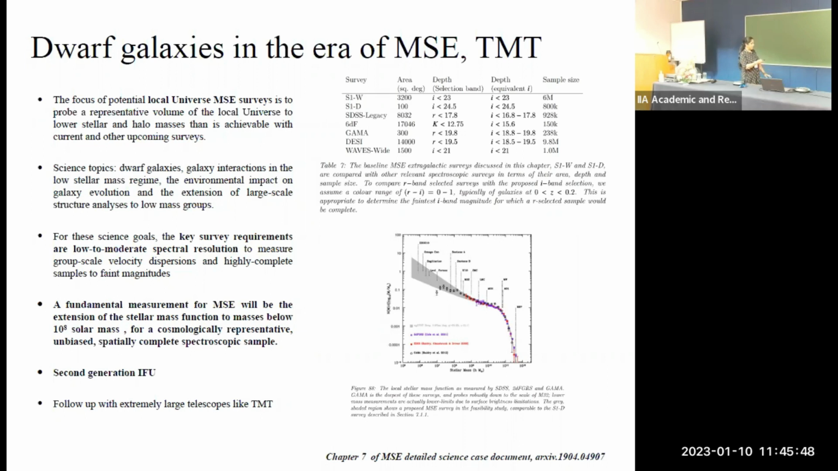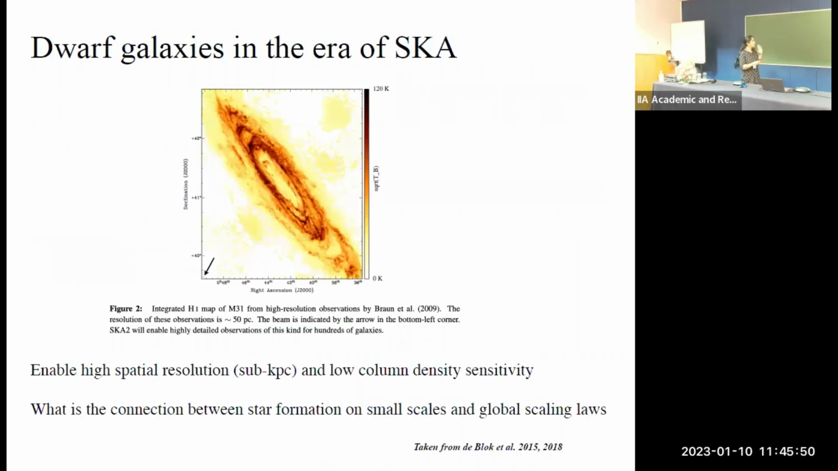And in the case of SKA, I'm not a radio astronomer, so I don't know much, but what I found interesting from the SKA document is that if you have a very high spatial resolution and low column density sensitivity, you can do this H1 mapping for sub-kiloparsec scales. And then, from what I understand, also compare the connection between the star formation on small scale with the global scaling relations like the Kennicutt-Schmidt relation.